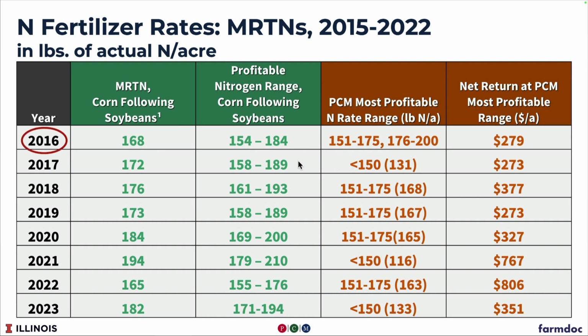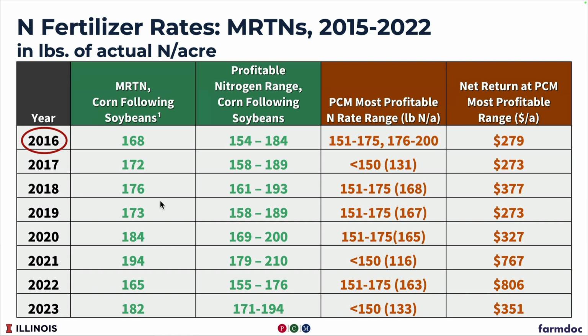All right, what about 2017? In 2017, the MRTN prediction based on corn grain prices and nitrogen fertilizer prices would have been 172 pounds of nitrogen per acre, and the range was 158 to 189. In that year, we found that actually the most profitable nitrogen fertilizer rate was for farmers who were applying less than 150 pounds of nitrogen per acre. The average value was 131 pounds of nitrogen per acre. 2017 was a very productive growing season, and it had a lot of nitrogen mineralization potential. I'm sorry, I forgot to mention that these values are for central Illinois, what you're looking at here, and it's for corn following soybean. So in central Illinois in 2017, we just didn't need as much nitrogen as the MRTN predicted. So I'm not going to circle 2017.